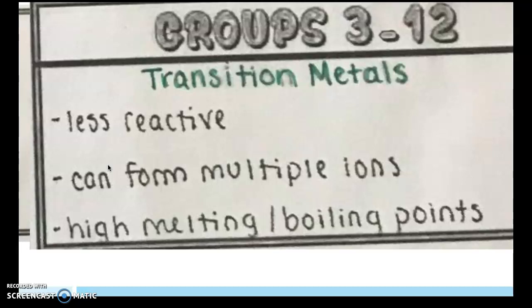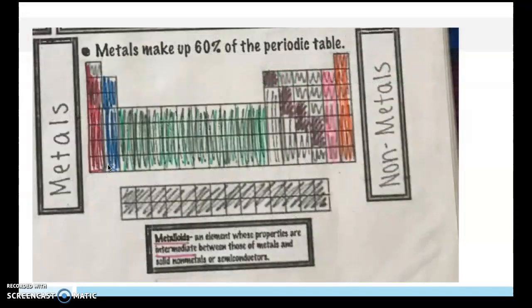They don't explode. They can form multiple types of ions, so they could form positive ions or negative ions. It just depends on what element you're talking about. They have high melting points and high boiling points. That means it takes a lot of energy, heat energy, to make this metal go from a solid to a liquid. Some of our transition metals include iron, copper, cobalt, nickel, silver, gold, titanium. When you think traditionally of metals, those are our metals. You're going to shade or color those in your little periodic table down here with the color that you used.